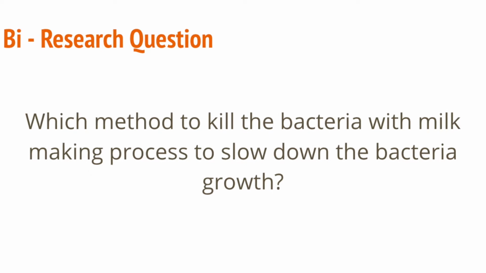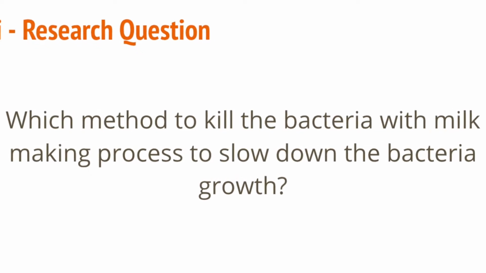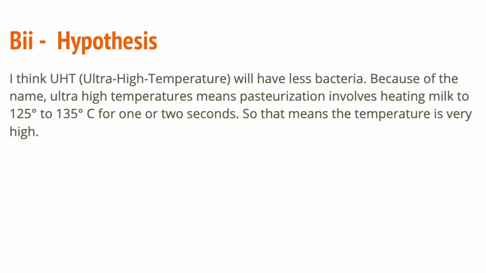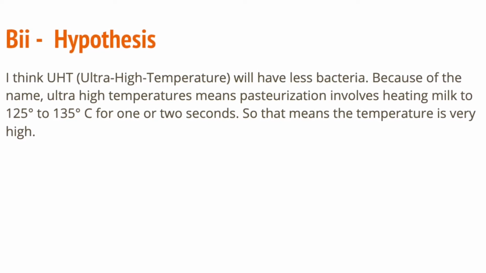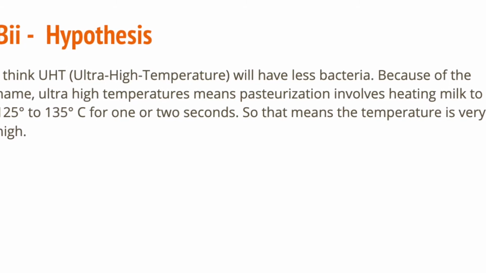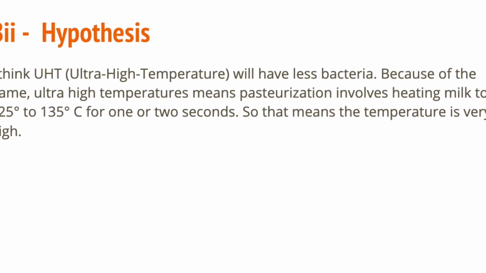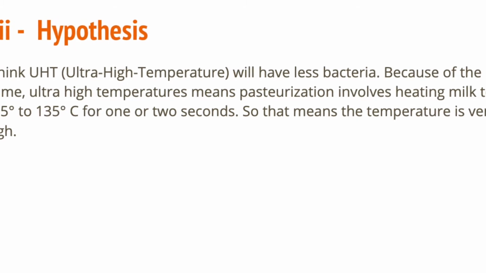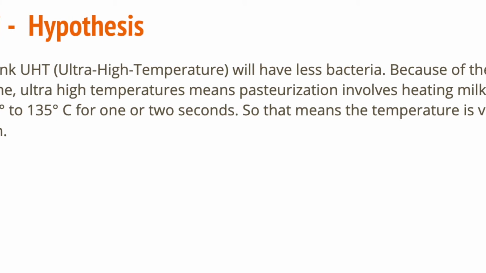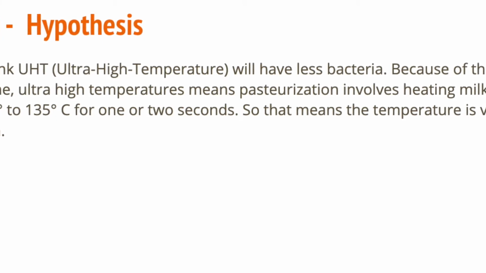My research question is, which method to kill the bacteria in milk, as a process to slow down the bacteria growth? I think ultra high temperature will have less bacteria, because the name ultra high temperature means pasteurization involves heating milk to 125 degrees to 135 degrees Celsius for 1 or 2 seconds. So that means the temperature is very high.